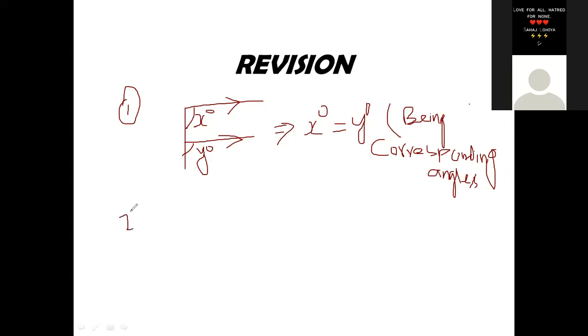I am giving here number 2. If there is a figure like this, if these two lines are parallel, and these two angles are given, one angle is x degree, and this angle is y degree, what will be the relationship in this figure? X plus y equals 180 degrees.